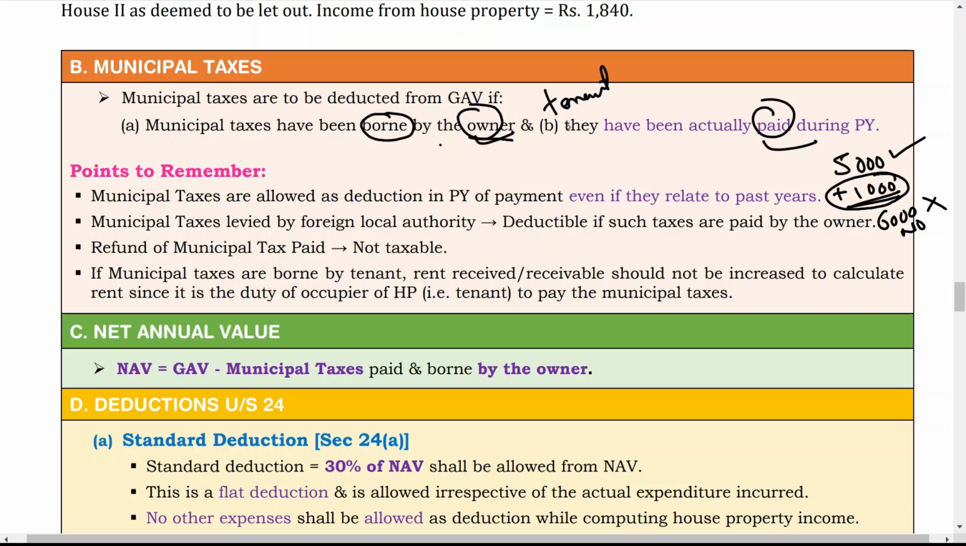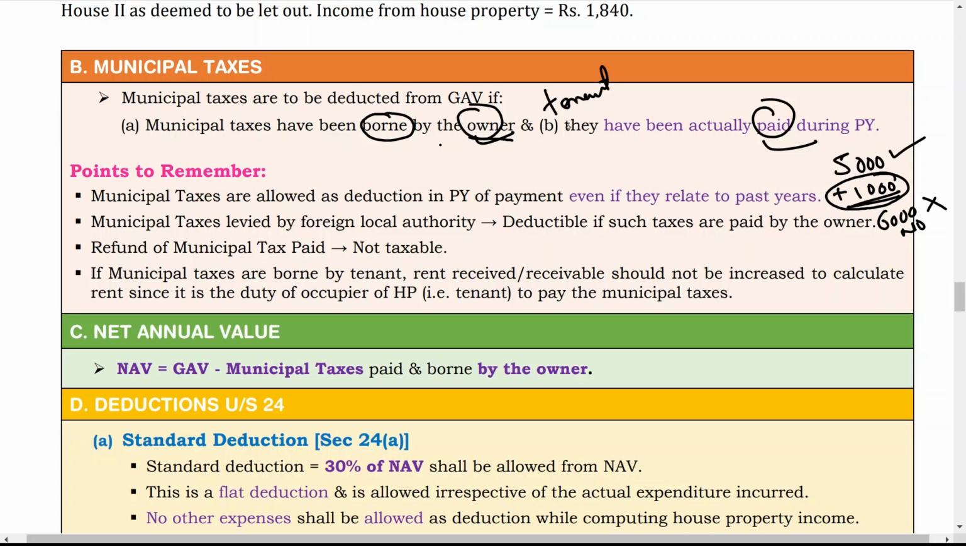So that is why it is clearly said that if municipal taxes are borne by the tenant, rent received and receivable should not be increased to calculate rent, since it is the duty of the occupier of the house property, that is the tenant, to pay the municipal tax. So what things you have to keep in mind while calculating municipal tax? Number one, municipal tax should be paid by the owner, borne by the owner, then only it is deductible. It should be paid, then only it is deductible. If it is payable, not deductible. Then if it is paid by the tenant, then the owner will not get the deduction for the same.